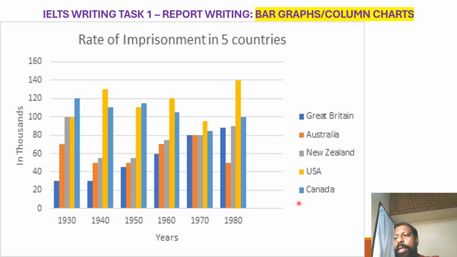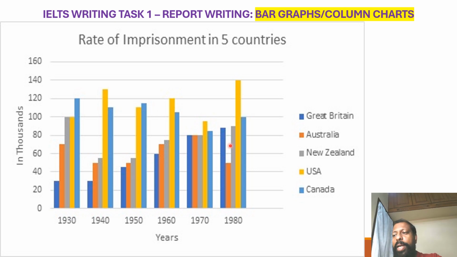Then finally it's coming to Great Britain. What is happening there? It simply shows that there is an increasing trend. You see the first two years, 1930 and 1940, it stands almost the same, 30,000 imprisonment. However, it increases gradually. It's almost a gradual increase. And by the year 1980, Great Britain recorded almost 90,000 imprisonment. So where does it go? This information goes under the head of increasing trend.